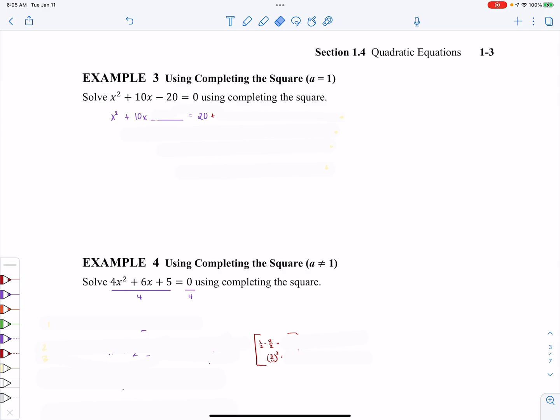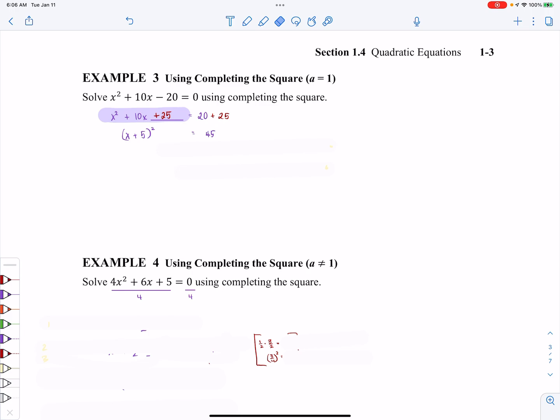So now we go to step 3, and we're going to take half of b. So half of b is going to be 5. We're going to square 5, which is going to give us 25, and then we're going to add that 25 to both sides. All right, the next step says to factor the trinomial. So here's my trinomial. We want to factor that. And when we factor that, we're going to get an x plus 5 quantity squared.